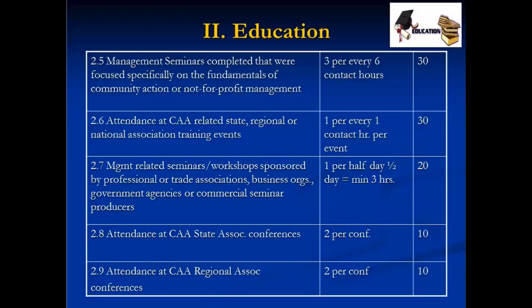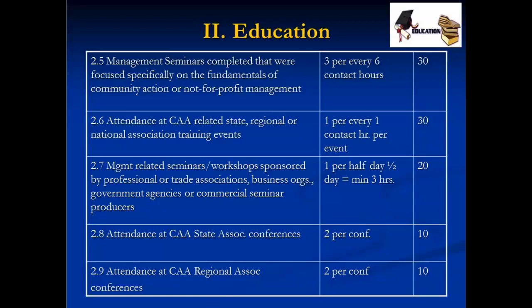Now the next ones listed are for shorter training experiences. Number 2.6, if you attended community action related state, regional, or national association training events, for example, if you went last August to the Partnerships Annual Convention in Denver, or if you go next year in Chicago, or if you go to a state association training anytime this year, or your regional association, or if it's a Head Start Association training, you get 1 point per contact hour per event. So that's up to 30 points. This is probably the one that candidates most use and most quickly max out.